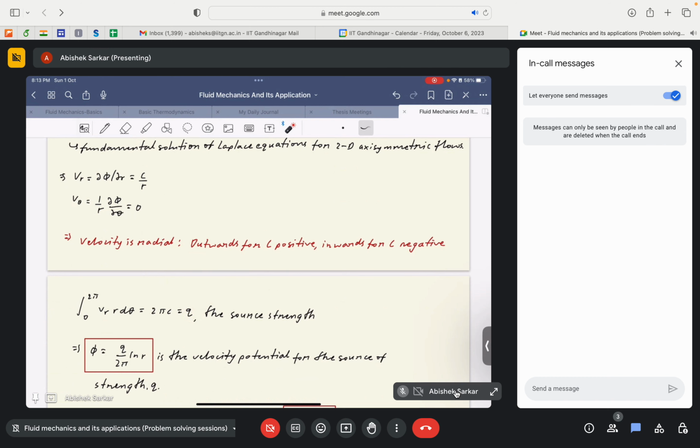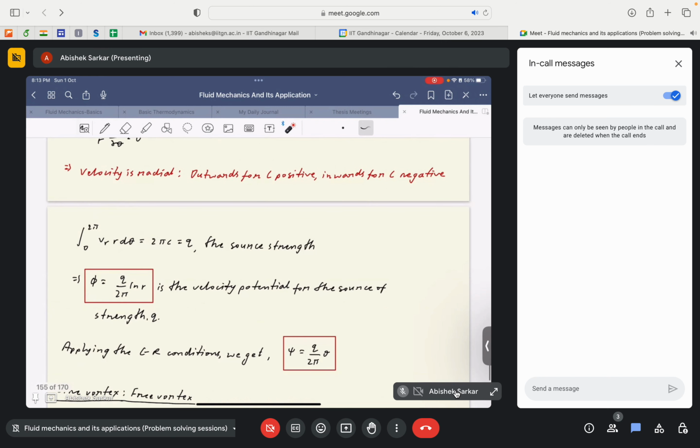In many questions or problems, it will be represented as volume flow rate, and its unit will be meter square per second. So don't get confused. By definition, we know that the unit of volume flow rate is meter cube per second. But why is it written as meter square per second? We need to remember that it's the case for a 2D flow, and that's why it is meter square per second.